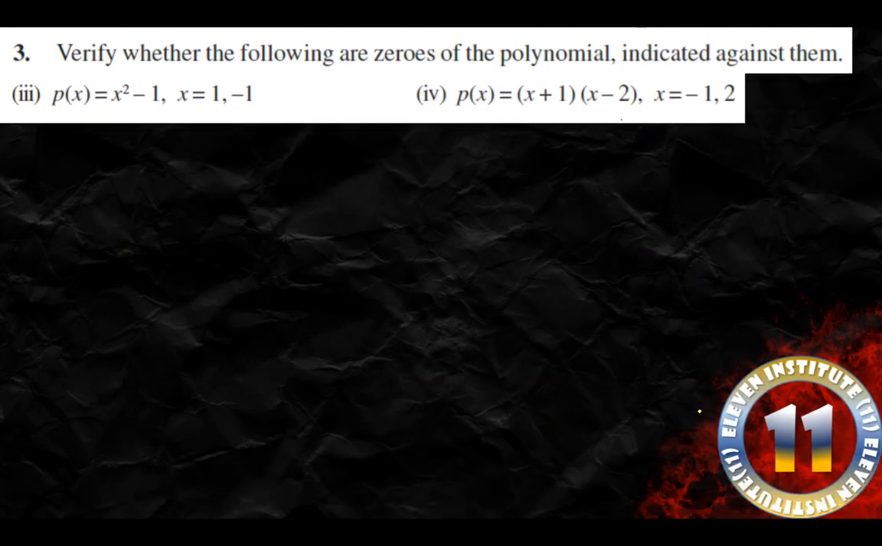Let us now see the next sub questions in the same question number 3. Right, there are many questions. So now we will see the third one over here. So I will again write the polynomial over here. Px is equal to x square minus 1. And this time we have been given two values of x. One time it is 1 and another time it is minus 1. So in the same polynomial we will input two values.